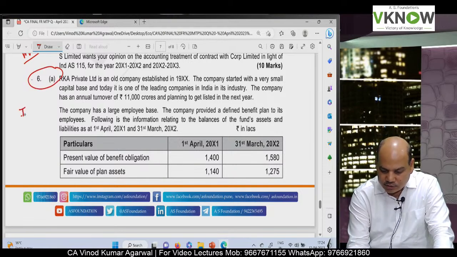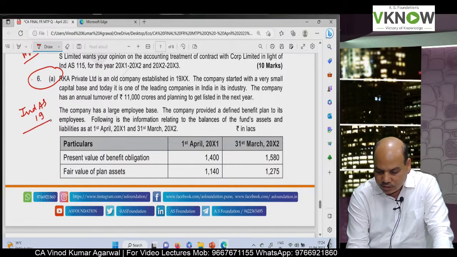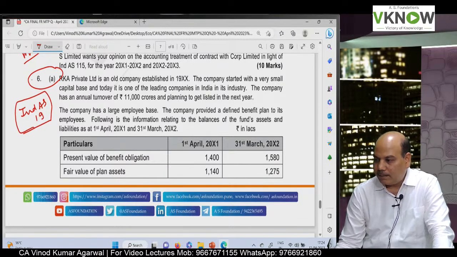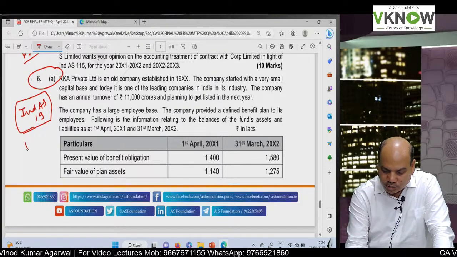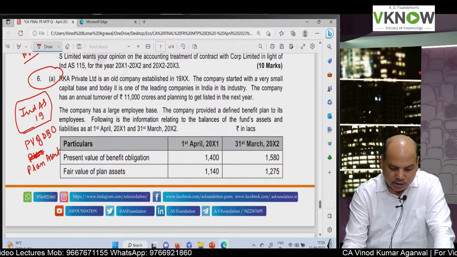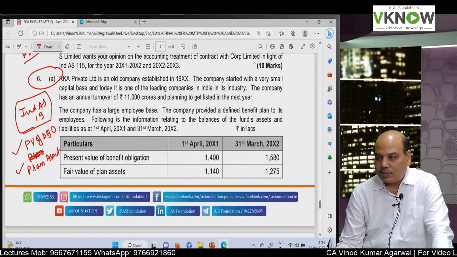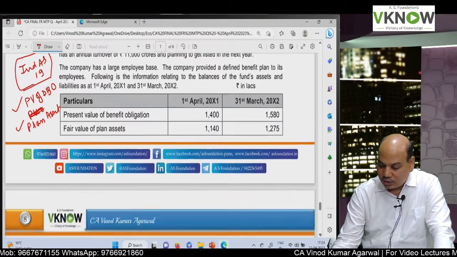6A is a very easy question on Ind AS 19, employee benefit, and you have to prepare two accounts. One is the present value of DBO account and the plan asset account. Our students will remember we had taken many questions on similar problems, and then you have to find out actuarial gain or loss also.